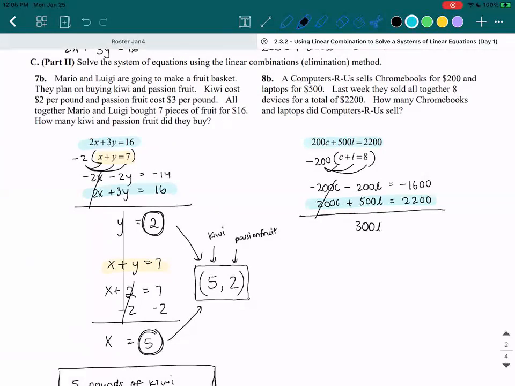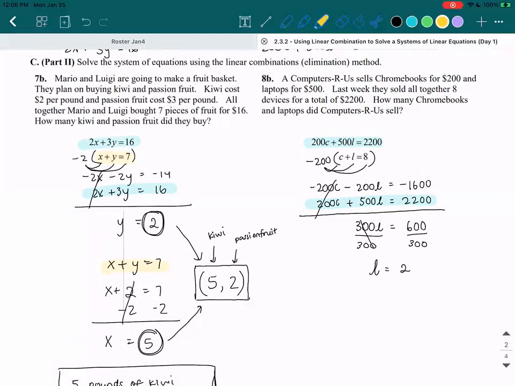You get 300L is equal to 600. All right, so L is being multiplied to 300. To get rid of multiplying, you do the opposite. We're going to divide by 300. Those cancel out. We get L is equal to 2. All right, so this was the end of step 3. However, we still need to do step 4, which is to plug stuff in.